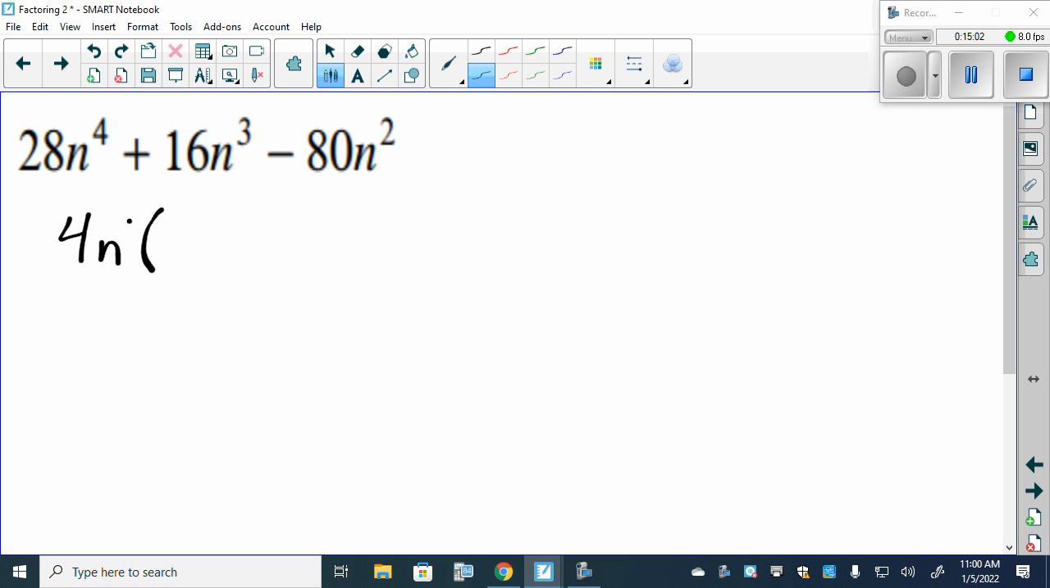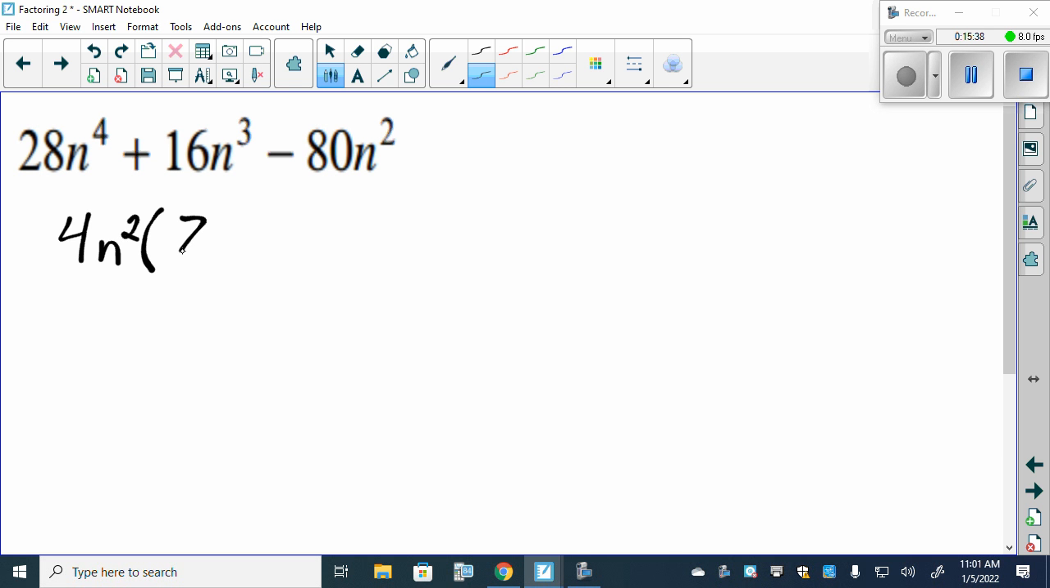Yeah, we can have n squared, because since they all do have at least 2 variables in them, because n to the fourth has 4 n's, n cubed has 3, and n squared has 2. Since they all have at least 2, we can actually pull it out as well. So we can have a greatest common factor of not just a number, but a variable too. And if we factor this out, 28 divided by 4 is 7. Okay, that kind of confirms that we can't use 8 because 7 is prime.